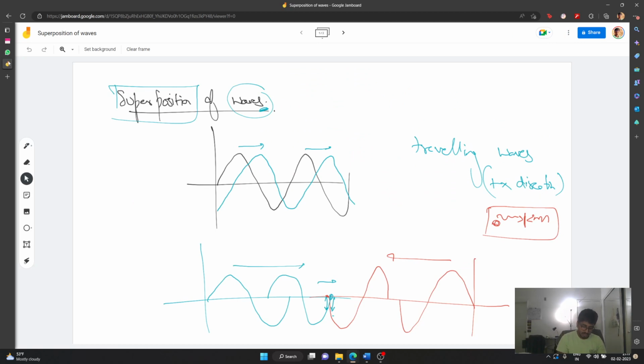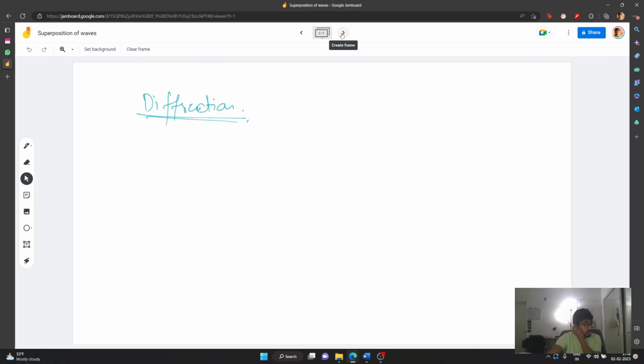So the next concept is diffraction. In this chapter, you only need to understand a bunch of terms. There'll be 5 terms or something that you'll need to know. So first is superposition, second is diffraction, right? So what is diffraction? Diffraction is really simple.